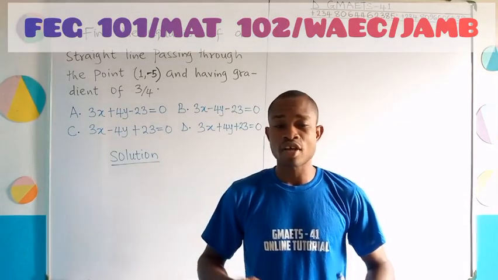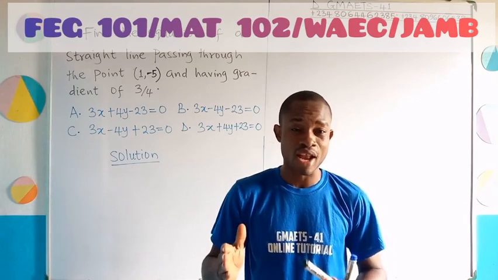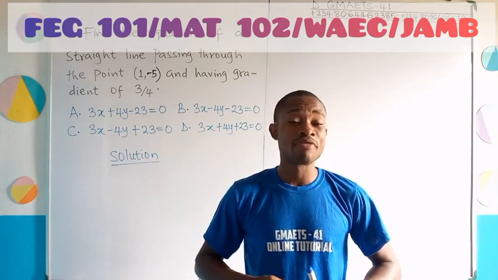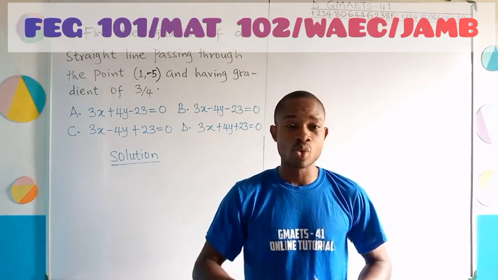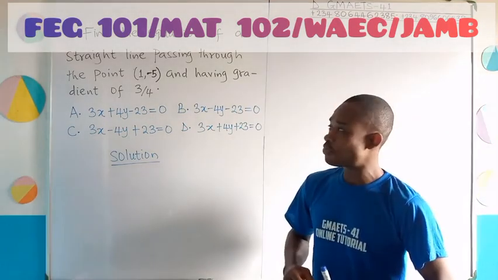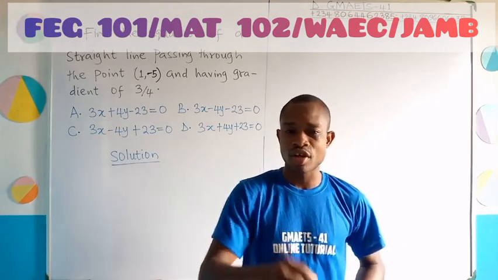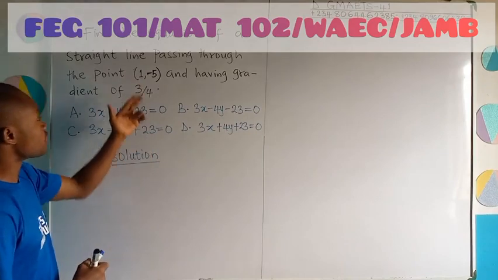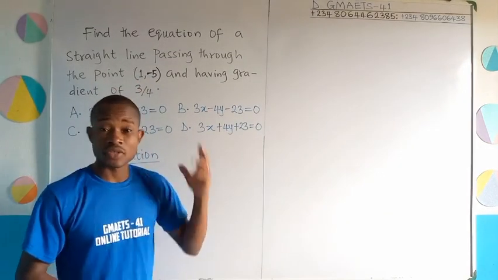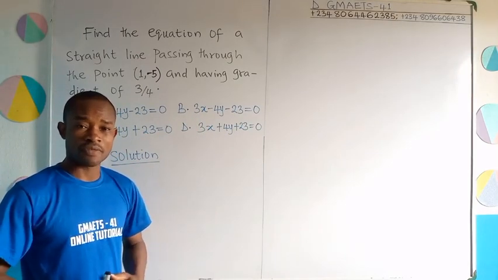Given the gradient of a straight line and the coordinates of one point through which this straight line passes, it is sufficient for us to use this information and determine the equation of such a straight line. Here on the board, I have this problem on coordinate geometry, and we are required to find the equation of a straight line. This line passes through the point (1, -5), and the gradient of the line, as you can see, is 3/4. How do we obtain the equation of the straight line?